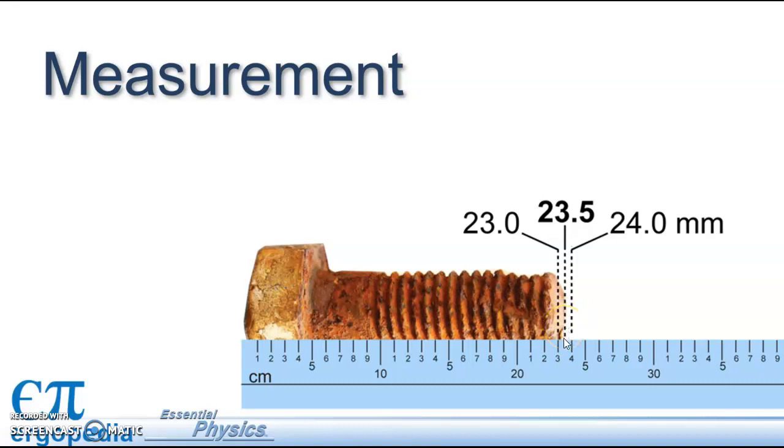And then you estimate where the end of it is at, and they may say 23.5, but it's possible somebody else could look at this and see 23.6, or maybe realize that the bolt's not exactly lined up with the 0 line and you need to move it back a little bit, and it might actually be 23.4 or 23.3.